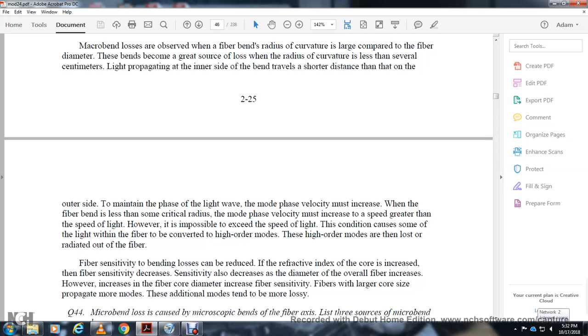However, it is impossible to exceed the speed of light. These conditions can cause some of the light within the fiber to convert to high order modes. The high order modes are lost and then radiated out of the fiber.